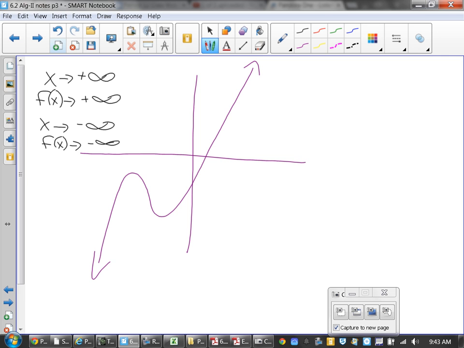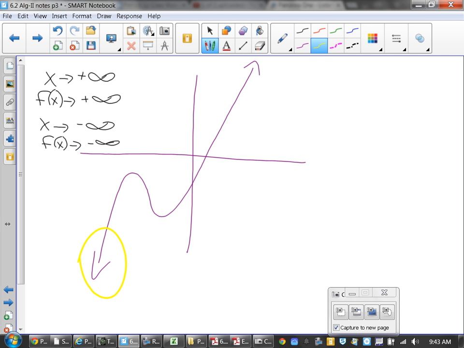It's nothing more than looking at the graph and remembering, as the x values get bigger, what's the graph doing? As the x values get smaller, what's the graph doing? Yes, ma'am? But if that were up and then down, how do you know it's not going to go back up? You have to go off of the arrow. The arrow shows that it's continuously going that direction.